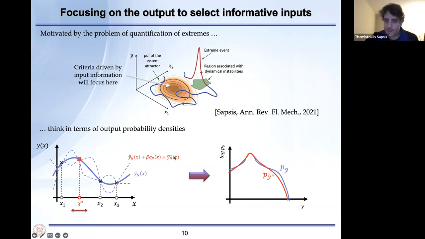Keep in mind, however, that if these are on top of each other, if these two densities have converged, it does not mean that this map has converged. And that's, if you want, the key point here, that this is a much weaker condition compared with the original one of having the full map converging. We require the PDFs for the output to converge.